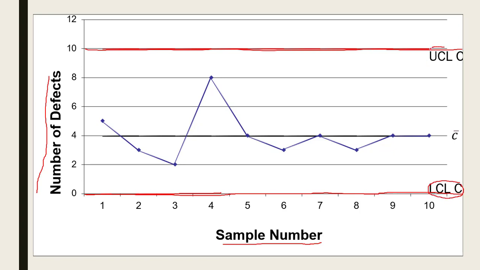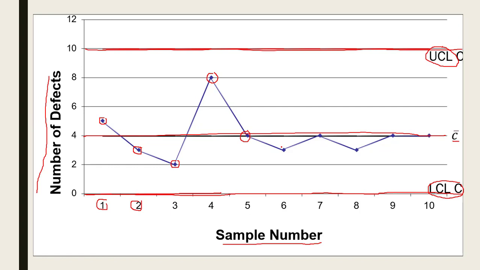So we have first put the two lines of upper control limit and lower control limit. Now the value of C bar is 4, so we will also draw a line passing through 4. This line indicates C bar. Now the first sample has a defect count of 5, so the first point will be at 5. The second sample has a defect count of 3, so it will be at 3. Similarly we will put all the points of sample number and respective defect number.